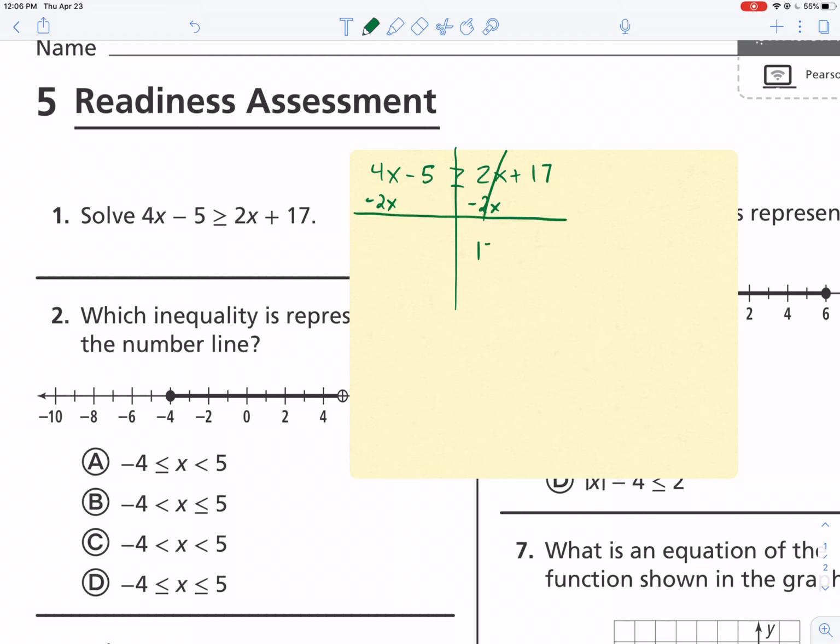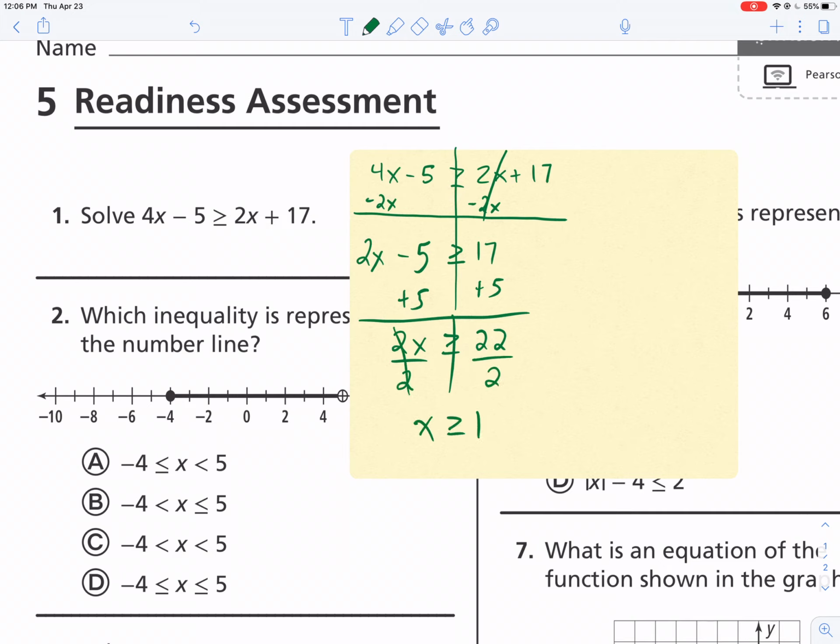These cancel out. We're left with a 17. Now if you remember when we're doing inequalities, if we multiply or divide by a negative, we will have to flip the sign. But in this case, we just subtracted, so we haven't multiplied or divided by anything. We're going to do 4x minus 2x, which is going to give us 2x, and we have a minus 5. Then we're going to add 5 to both sides. We're going to end up with 2x greater than or equal to 22. To solve for x by itself, we're going to get rid of that 2 up front, so we're going to divide. And we're going to end up with x greater than or equal to 11 for number 1.